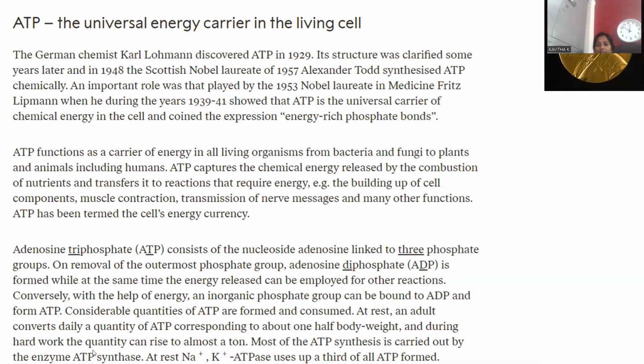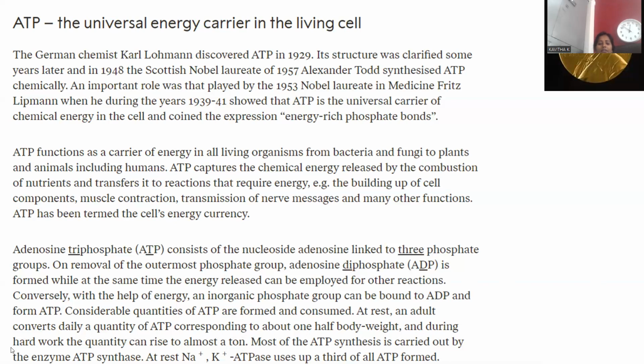So to what extent are we consuming these ATPs? The quantity of ATP required is one half of the body weight. For example, if body weight is 40, then 20 ATP units are to be consumed per day. This is a kind of calculation, and this is for the adult human, we can say.